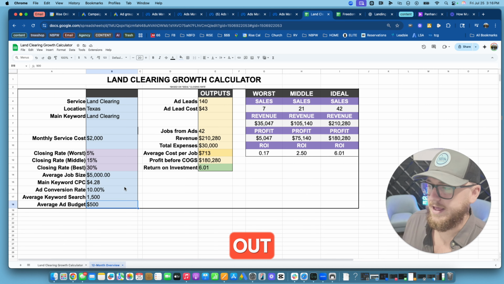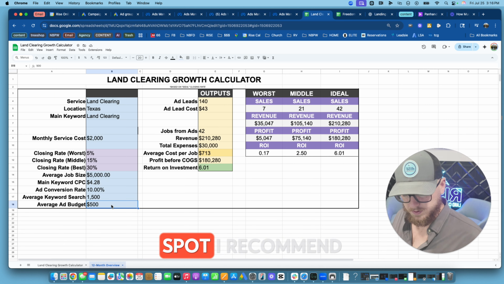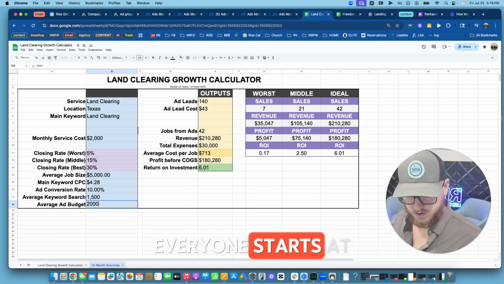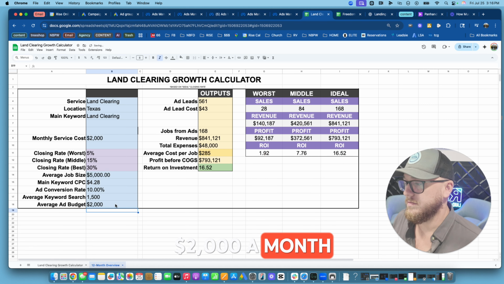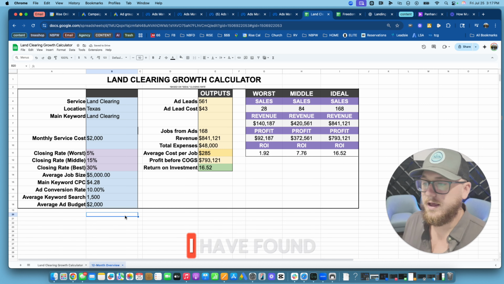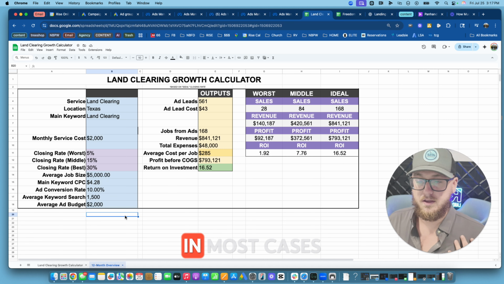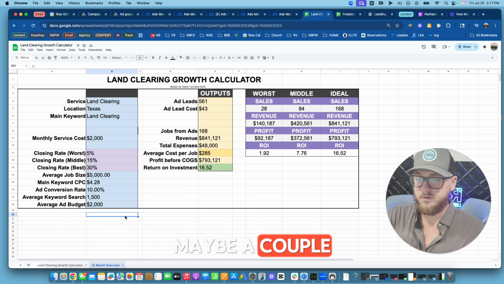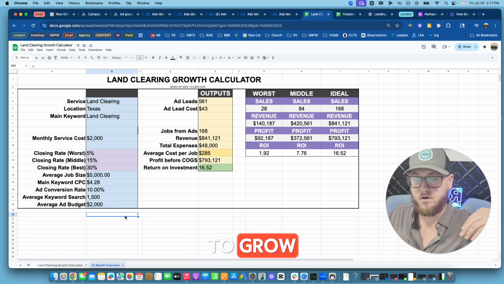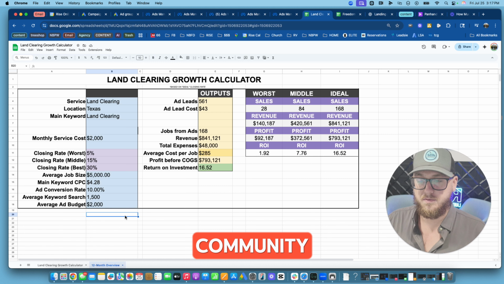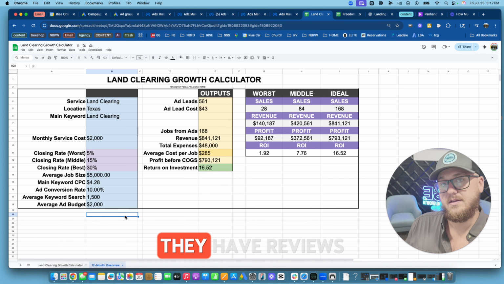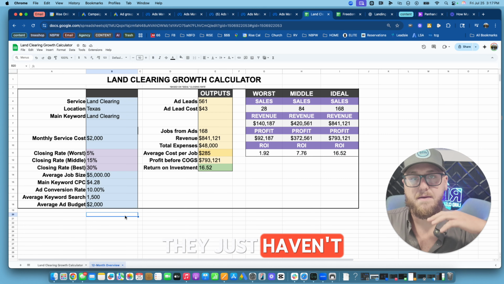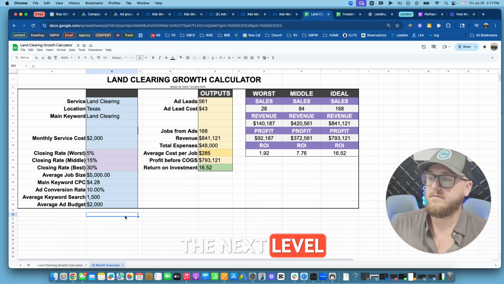Most cases, if you're only getting 140 leads and you have competitors, that's going to be really hard to do, especially just starting out. Now, the sweet spot, I recommend everyone starts at $2,000 a month. This is the sweet spot that I have found for guys in most cases with a few machines, maybe a couple employees. They're looking to grow. They've already got established in their community. They have jobs. They have reviews. They just haven't figured out how to take it to the next level yet.